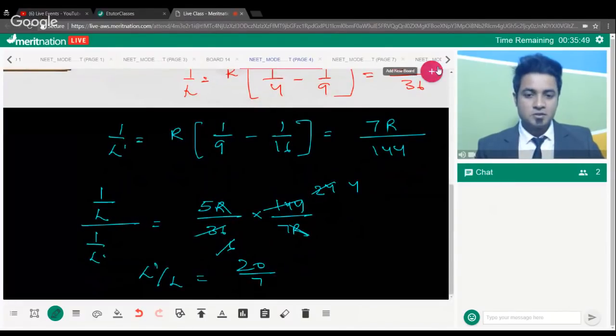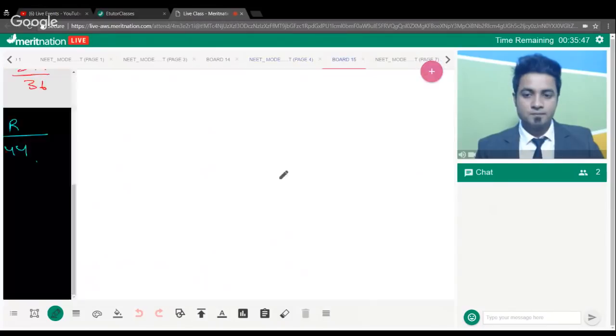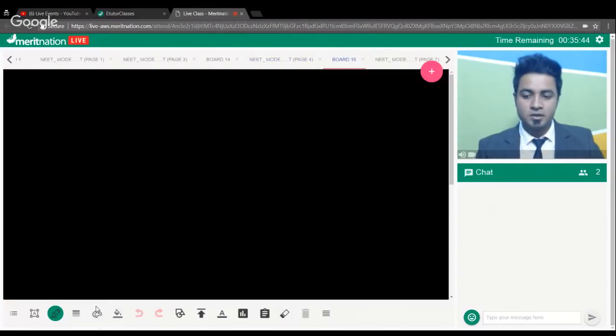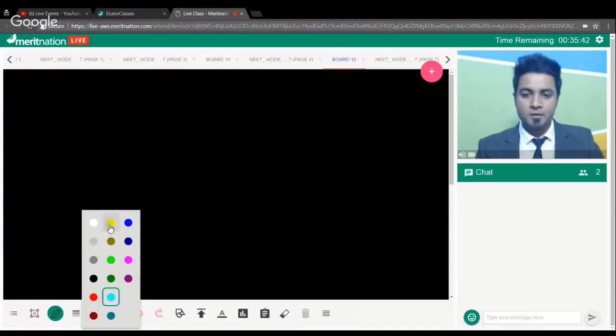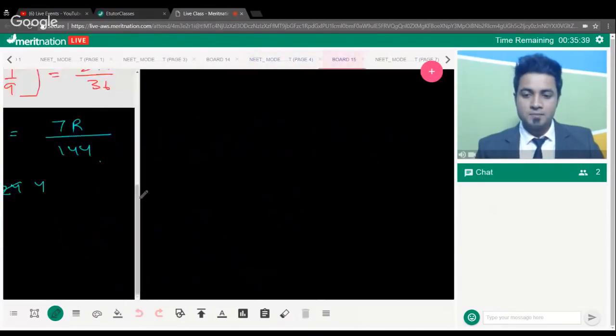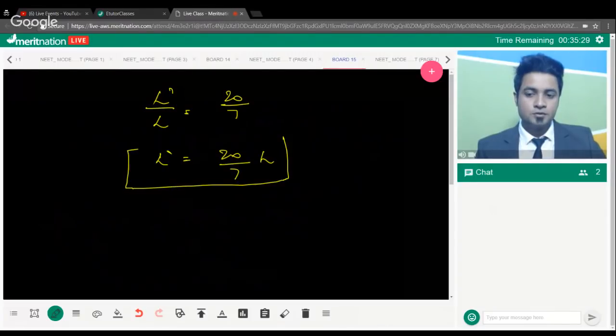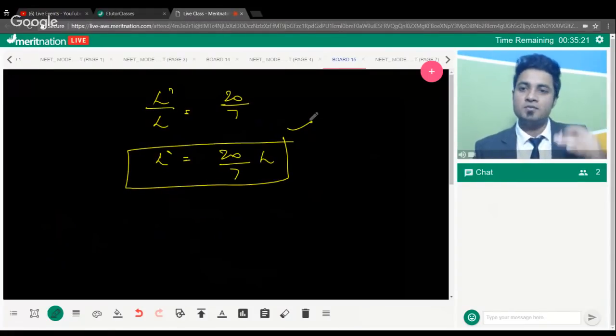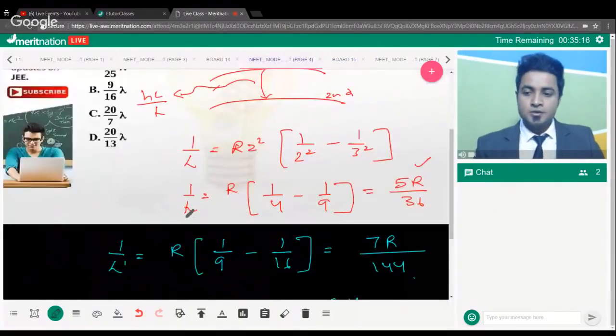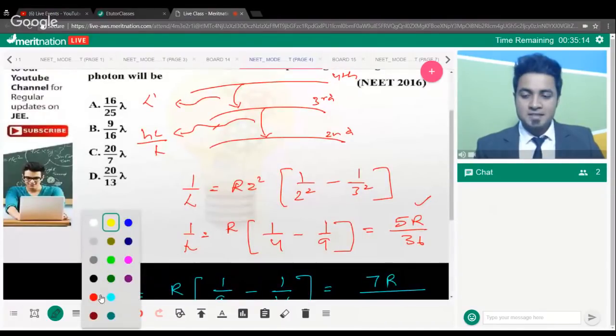And in the next step you can just solve this ratio. Lambda dash upon lambda equals 20 by 7, so lambda dash is 20 by 7 times lambda. So the second wavelength is 20 by 7 times the initial lambda when it was coming from the third to the second orbital state. So again, we do have C as the answer.